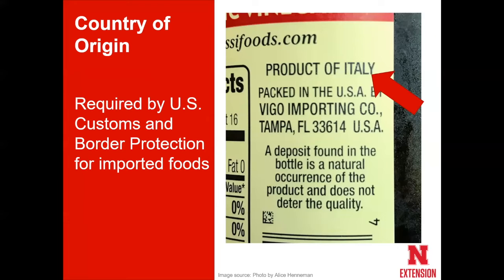Now, another requirement on labels: if the food is imported, they have to list the company that it was imported from. And that requirement is not actually a requirement from the Food and Drug Administration. It's actually required by US Customs and Border Protection.